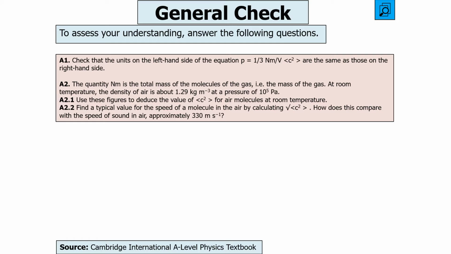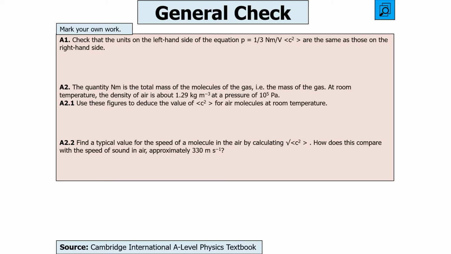At room temperature, the density of air is about 1.29 kilograms per meter cubed at a pressure of 10 to the 5 pascals. Use these figures to deduce the value of c squared for air molecules at room temperature, and then find a typical value for the speed of a molecule in air by calculating the root of c squared. How does this compare with the speed of sound in air? So pause the video now, then unpause the video when you want to go through your answer.